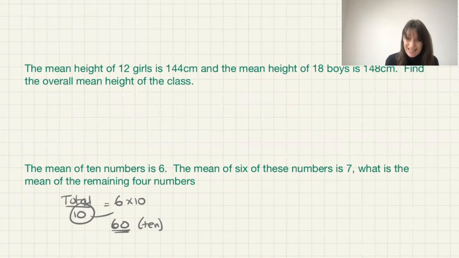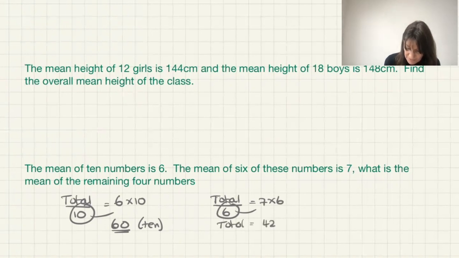The mean of 6 of those numbers was 7. Okay, so the mean of 6 of these numbers is 7. So there's a total. When I divide through by 6, it gives me 7. So times that through, and I've got a total of 42. And that is 6 of the numbers.